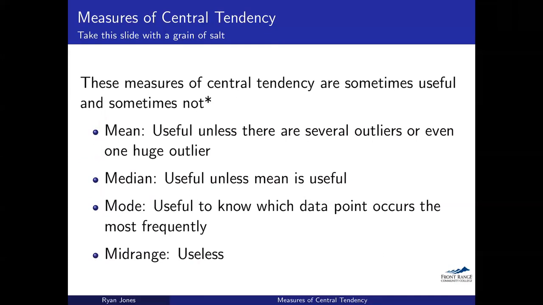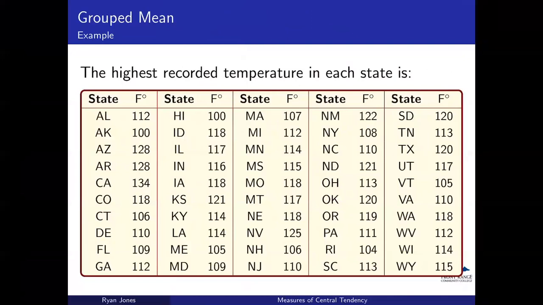All right, let's finish off with one more example. And here we're going to talk about grouped mean. So we've seen this data set before. We've seen the highest recorded temperature in each state, in all 50 states in the United States. And so here we could find an average of this. We could take all 50 of these, add them all up, and divide by 50, the number of data points that we have.